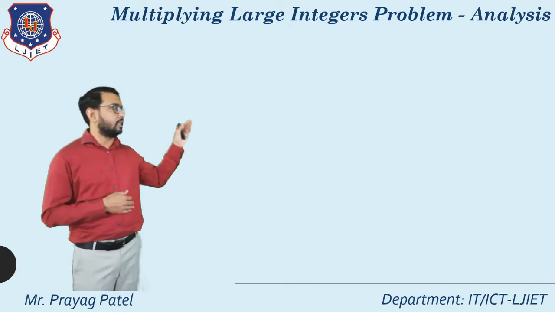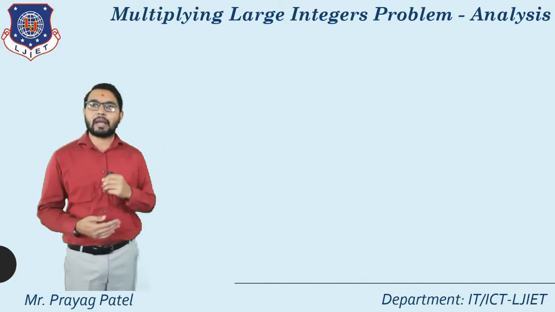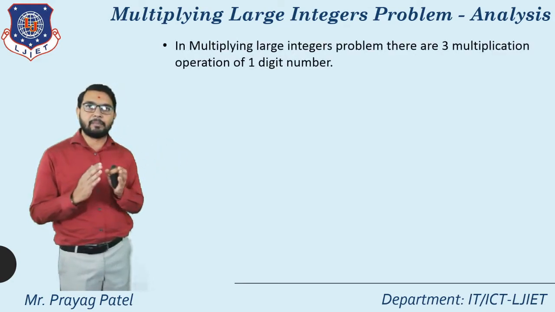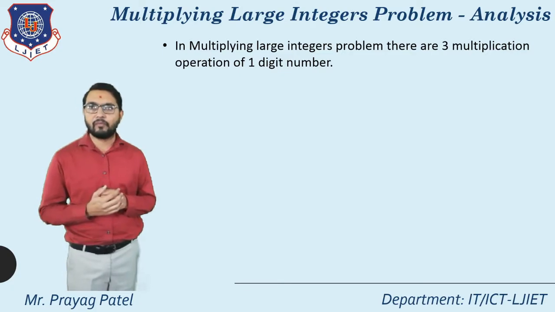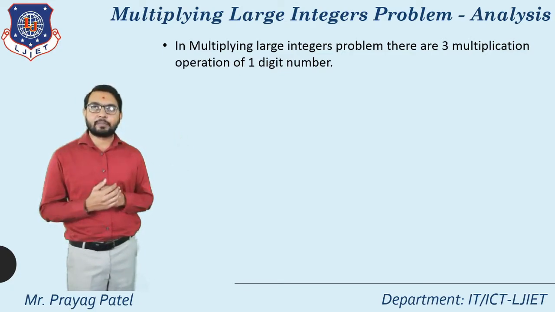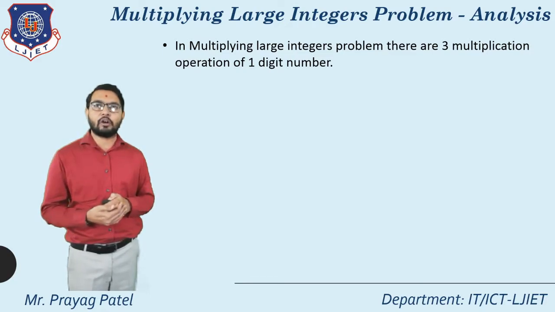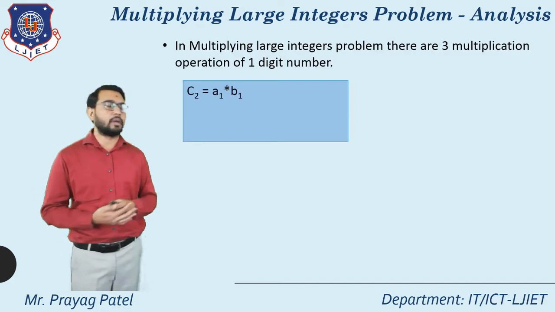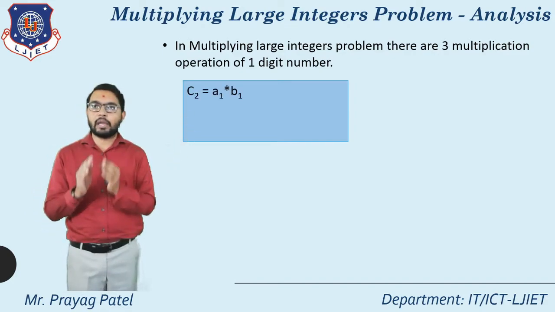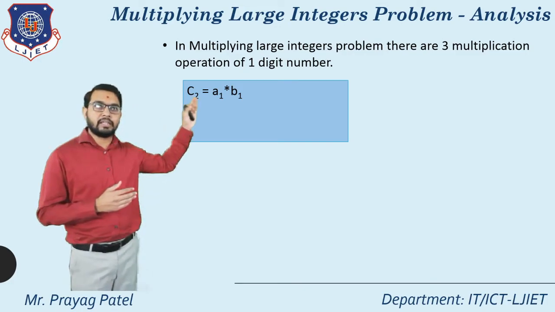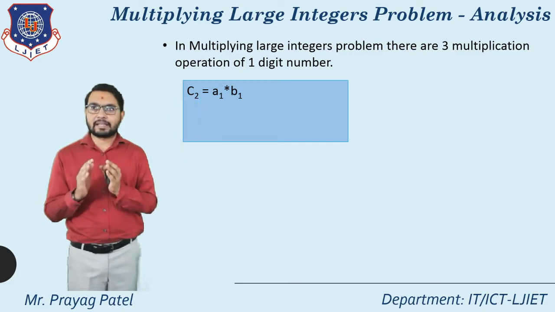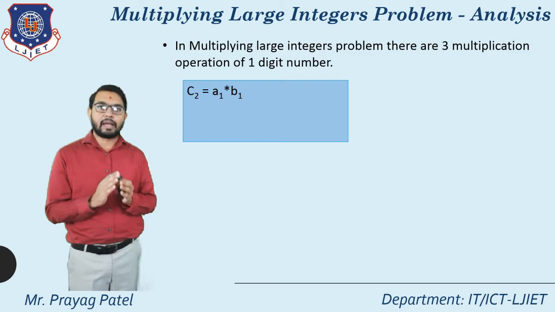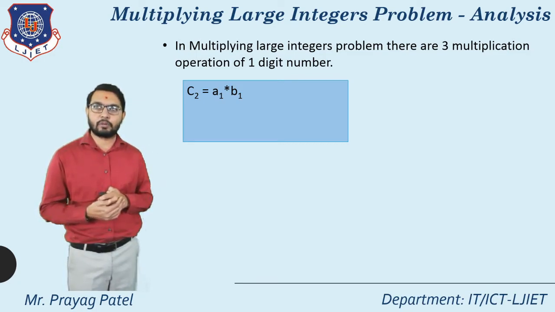Now next consider the analysis part of the multiplying large integer problem. For analysis purposes, we first understand how the method works. In multiplying large integers, there are three multiplication operations of one digit numbers. So here consider the equations. The first equation is C2 equal to A1 into B1. In this case, A1 and B1 are considered single digit numbers. So in C2, we multiply two one digit numbers. So that is the first multiplication of one digit numbers.